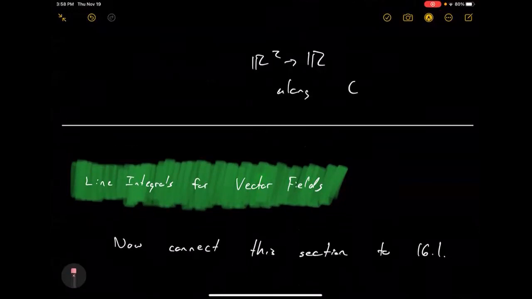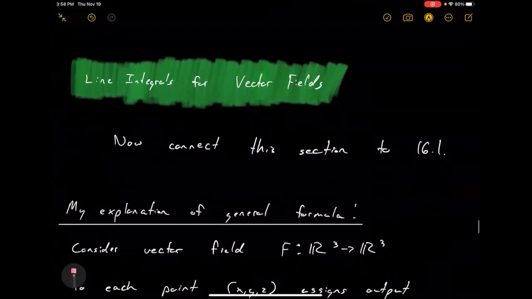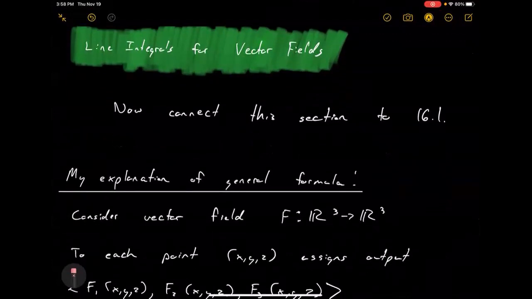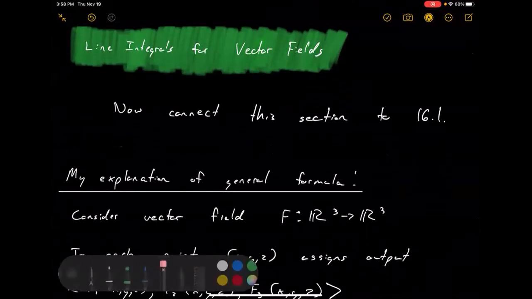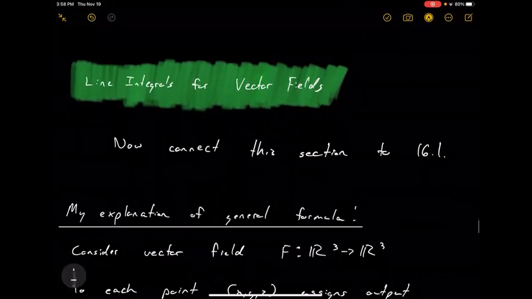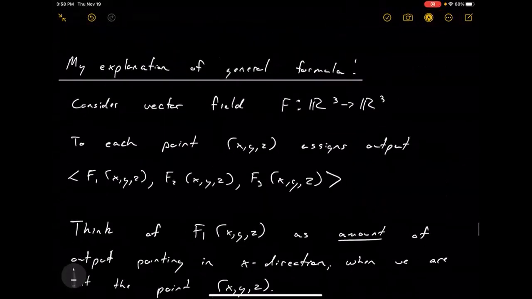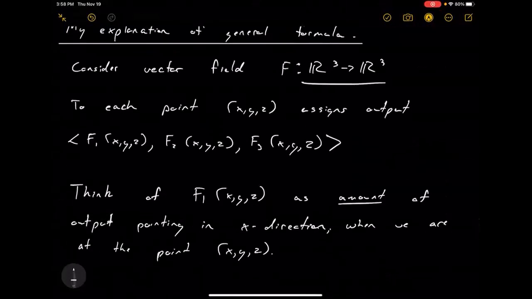Now, the way the textbook presents this information is they give a physics example of doing work, and that's how they introduce the idea. I'm going to do it a little bit differently. I'm going to give a very general mathematical explanation, and then you'll probably, I assume, see a lot of physics examples in your homework. So let's consider a vector field from R2 to R2 or R3 to R3. Let's say R3 to R3.